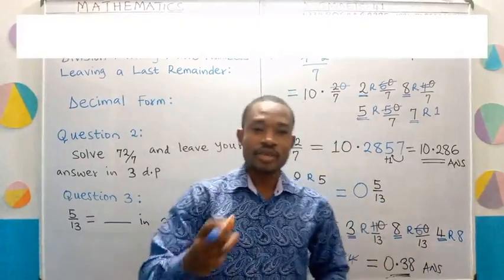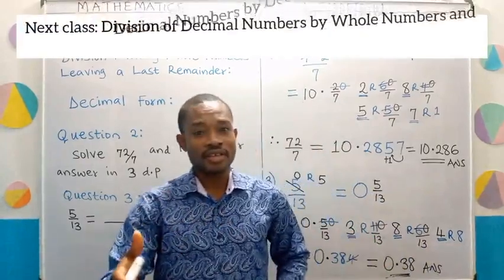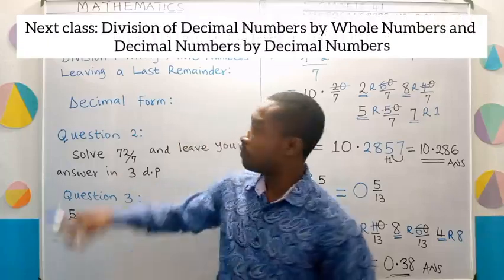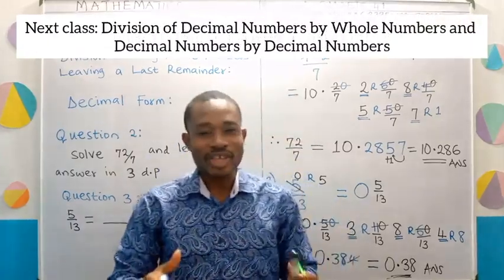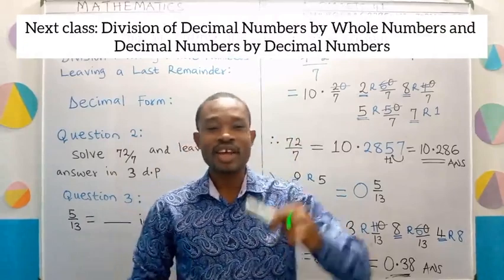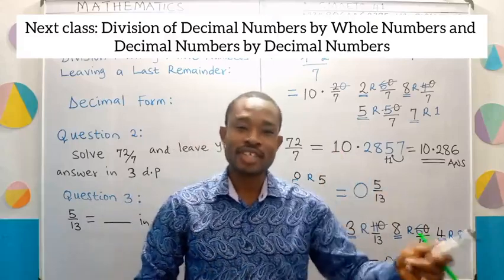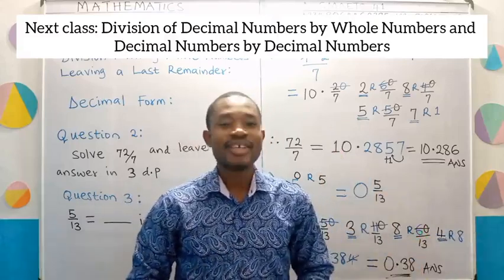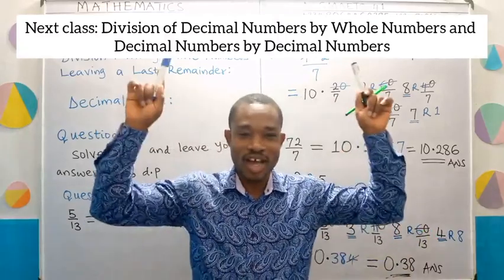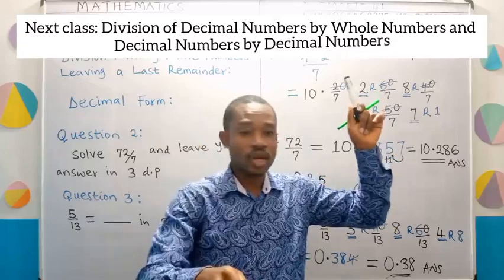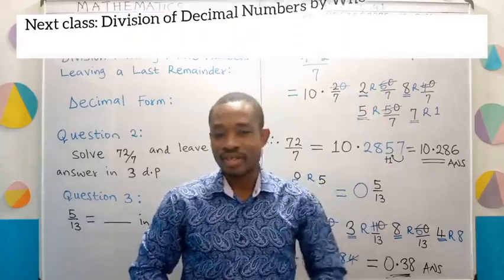In our next class, I'll be taking you to section 3. That's the third section of division. We are going to learn how you can divide decimal numbers using whole numbers, and how you can divide decimal numbers using decimals. So that's what you have on top, okay? That is what I'll be teaching you in our next class.